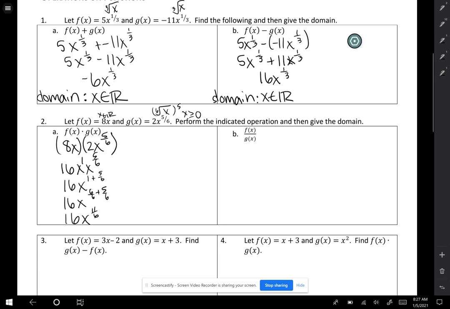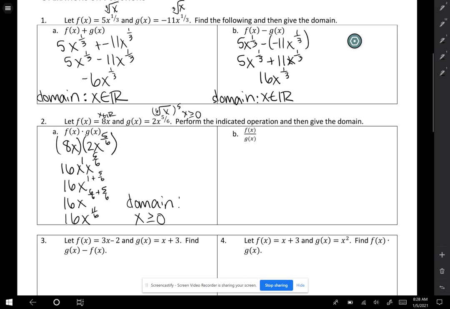So then looking at the last one, our final answer, we had 16x to the 11/6. Notice that the denominator is 6, which means we're still at the 6th root. So our domain is going to be x is greater than or equal to 0. You cannot use negative numbers when you have an even root. So you want to take into consideration the original functions and their domains, as well as your final function, and when you look at the domain of that final one.